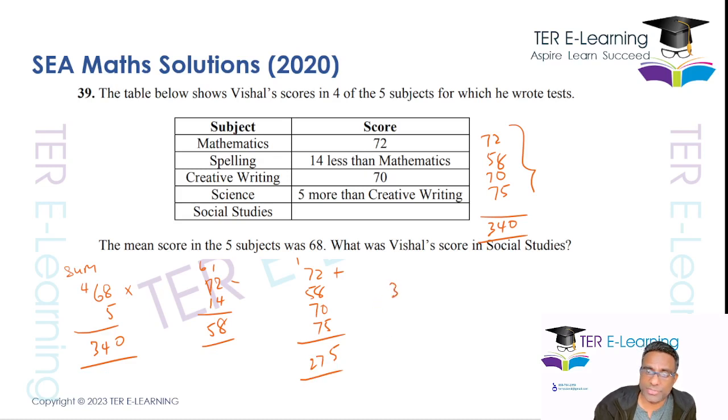So all we need to do to get social studies is to take 340 minus 275. Right? We borrow 1 from here. You get 2. This is 14 now. We need to borrow from this. So this is 13 and this is 10. So 10 take away 5 is 5. 13 minus 7 is going to give me 6. 2 minus 2 is 0. So therefore his social studies mark here is going to be 65. That's the social studies mark, right?